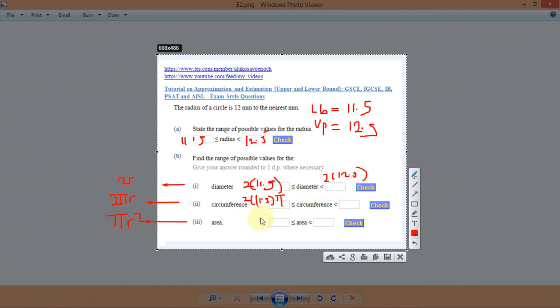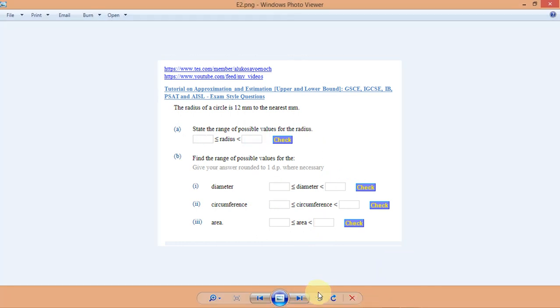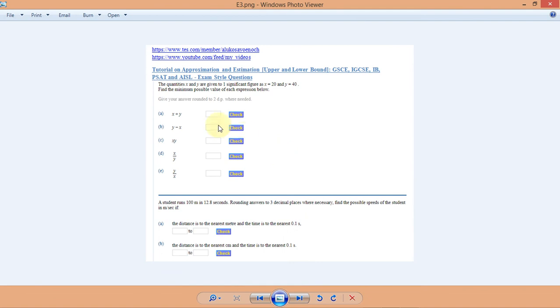So for area here too, you square this one. So 11.5 times 11.5 times pi, then 12.5 times 12.5 times pi. That's the solution to that, guys. This video, guys. So you can go ahead and do that.